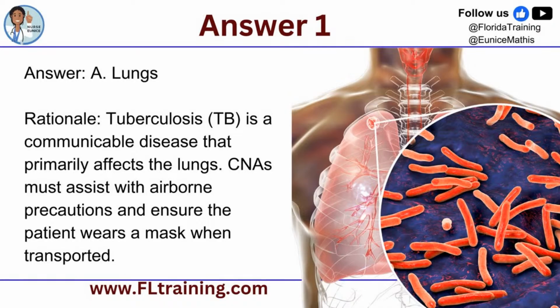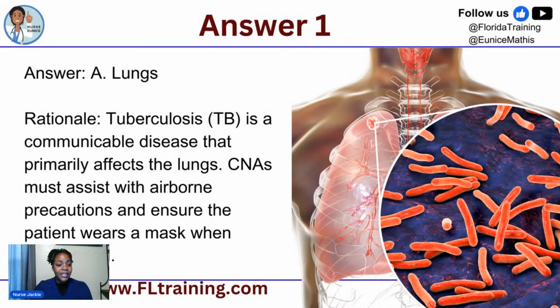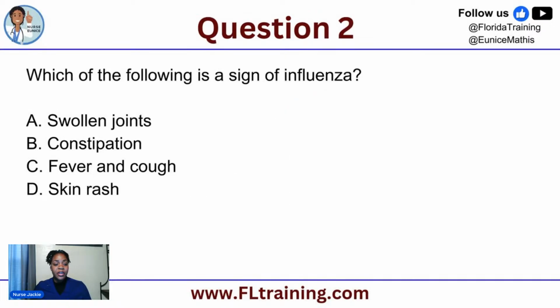The correct answer is A, the lungs. Tuberculosis is a communicable disease that primarily affects the lungs. CNAs must assist with airborne precautions and ensure that the patient wears a mask when a patient has TB. They should be wearing the mask during transportation, so if you're taking them to and from areas, be sure that they have a mask on, because it is spread by airborne. The takeaway for this one: as a nurse, and when I was a CNA, I had this question. They want to know, how is TB spread? TB is airborne.